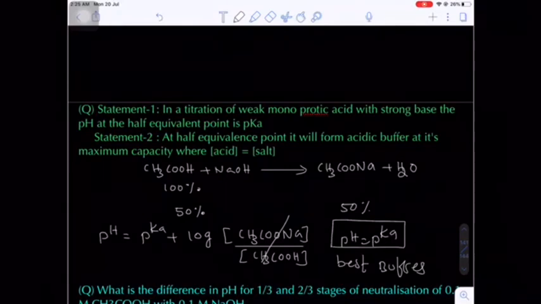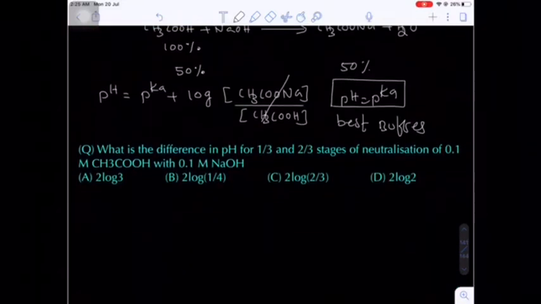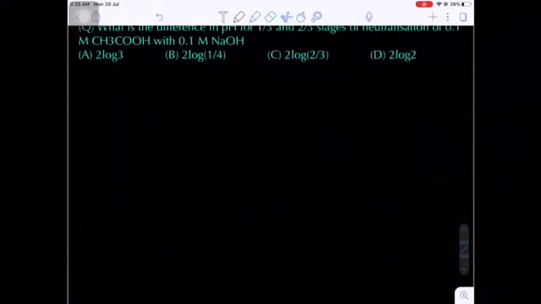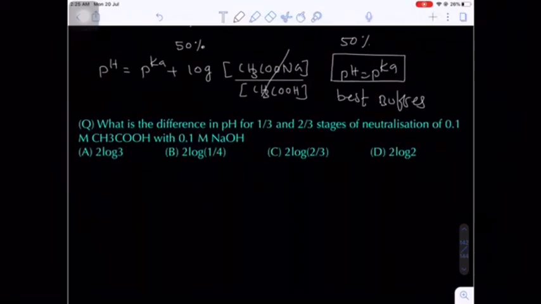Do you know, pH equal to pKa is the condition for a good buffer or a best buffer. For the best buffer, the concentration of salt and the concentration of acid must be in a 1:1 molar ratio. So the concentrations must be equal. That means both are correct and it is the correct explanation. Statement 1 is correct, statement 2 is also correct, and it is the correct explanation.